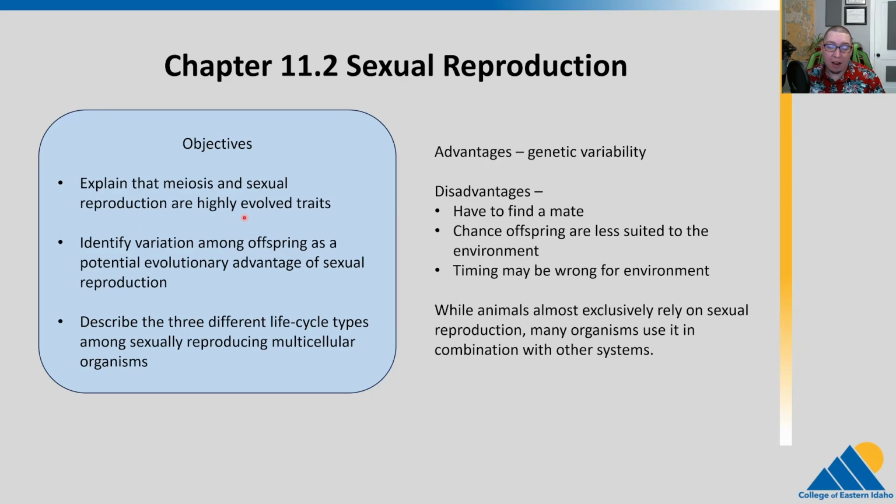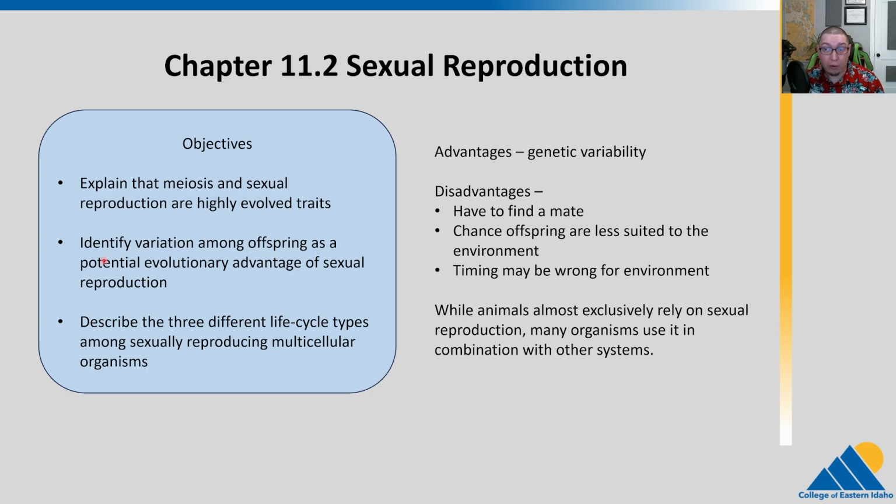We saw last time how meiosis produced haploid gametes. We're going to now talk about how that feeds into sexual reproduction and how this all feeds into evolution. We're going to look at various different possible ways that this functions in terms of producing evolutionarily advantageous offspring. So what's the benefit of sexual reproduction?